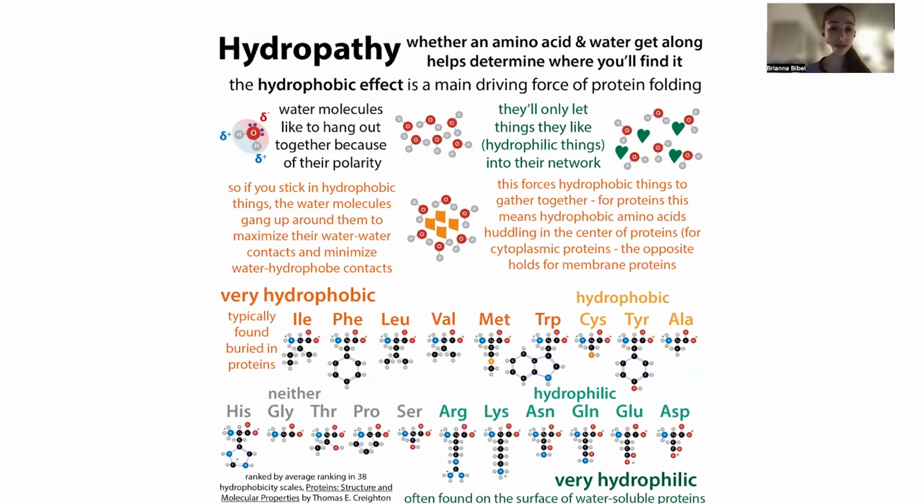Next is hydropathy, so basically, does the amino acid play nice with water? If something is hydrophobic, what's going to happen is that water is going to exclude it. So water is basically, because when we talked about sharing electrons to form bonds, they don't always share fairly. And so what happens in the case of a polar molecule like water is that some of the atoms are going to hog the shared electrons. And remember, those electrons are negatively charged. Oxygen is going to hog the electrons, making it partially negatively charged.